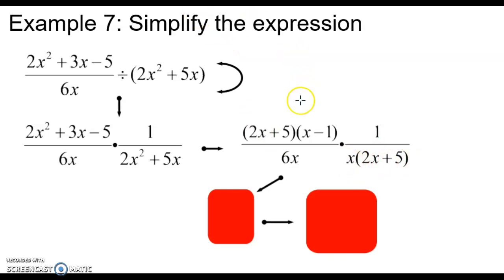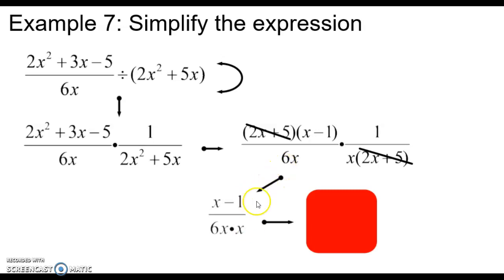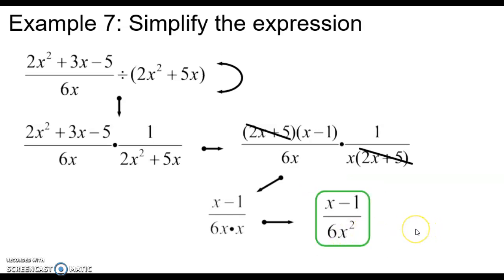So some things that cancel here. I have a 2x plus 5 and another 2x plus 5, so those cancel. Nothing else is the same on both the top and the bottom, so I'm multiplying straight across. 1 times x minus 1 gives me x minus 1, and then we have 6x times x, and that x times x is giving us that x squared, which shows up in our final answer there. If you want to have parentheses around the x minus 1, you can do that as well.